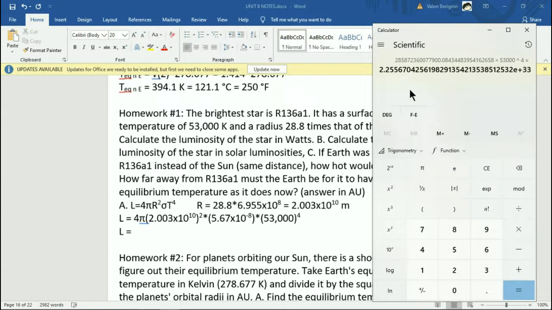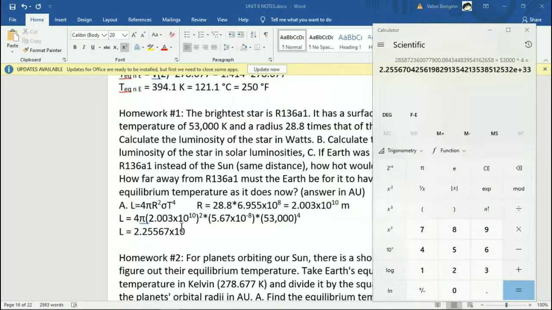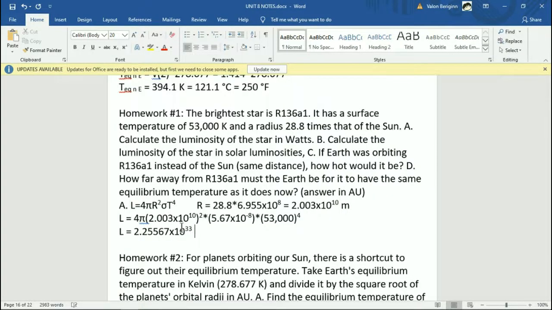So you should get 5.567 times 10 to the 33 watts. Okay, so that is the wattage of this star.